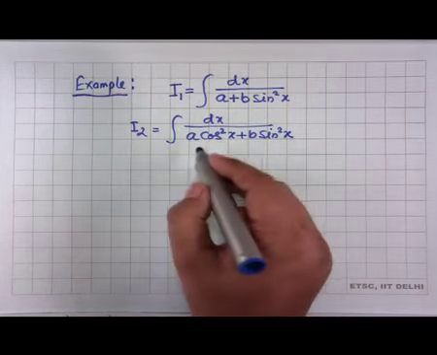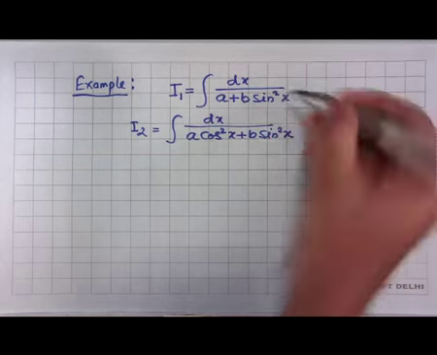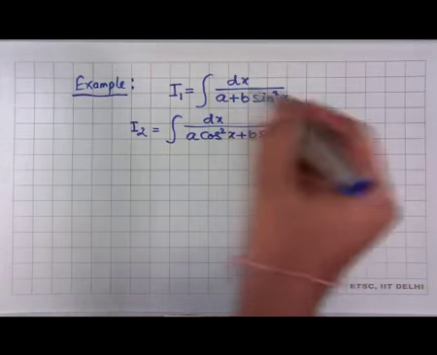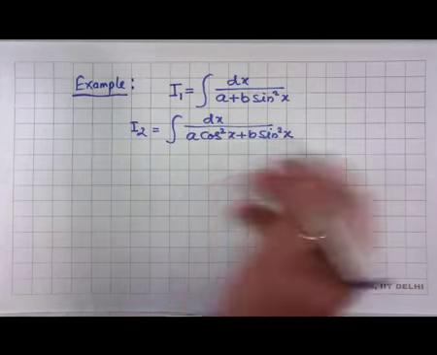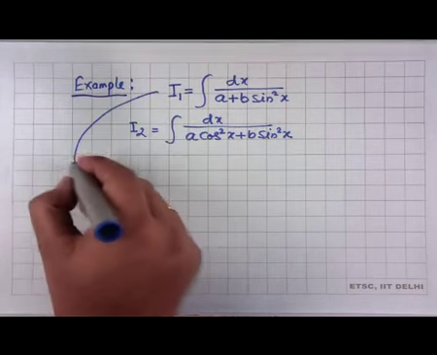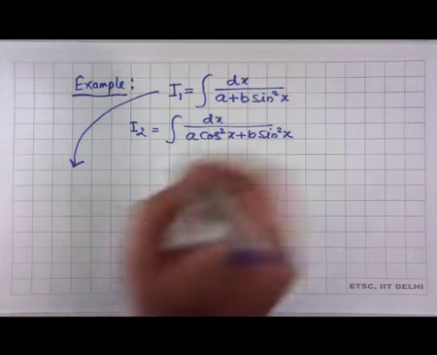Now, you can see that this problem can be converted into this problem by choosing cos square x as 1 minus sine square x, and then simplifying and choosing some new a and b. So, accordingly, the problem can be chosen. So, we will be looking at how to solve the problem of the kind dx upon a plus b sine square x.